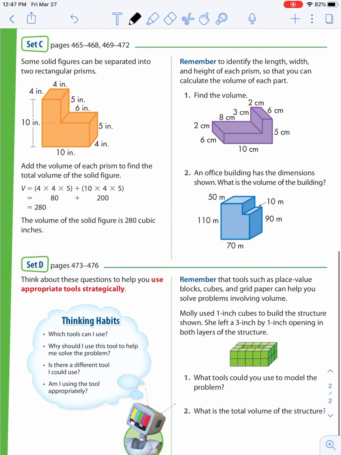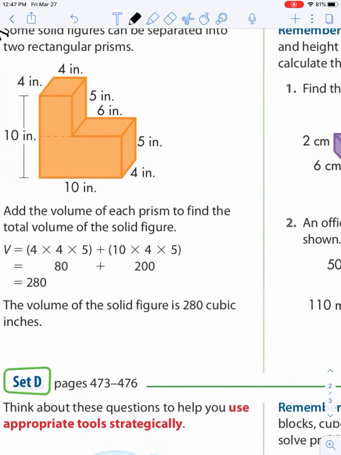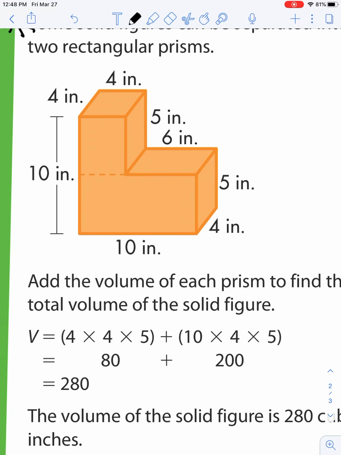Let's go on to set C, starting over here. Some solid figures can be separated into 2 rectangular prisms, and I know some kids were having a hard time with this. This can be separated into 2 rectangular prisms. I'm just going to kind of blow this up a little bit. Notice the dotted line here.